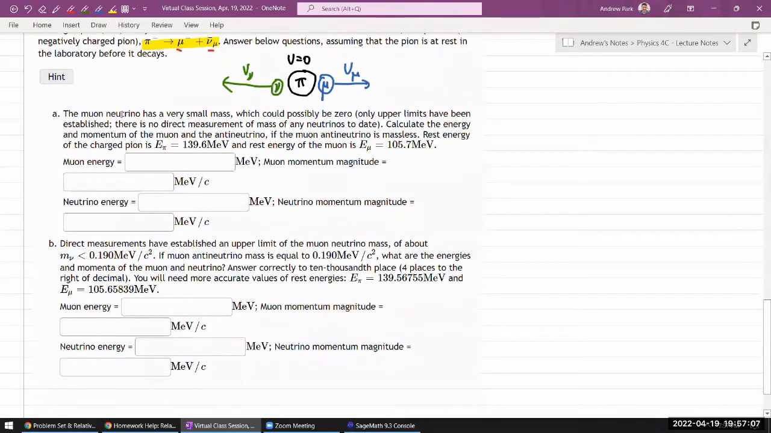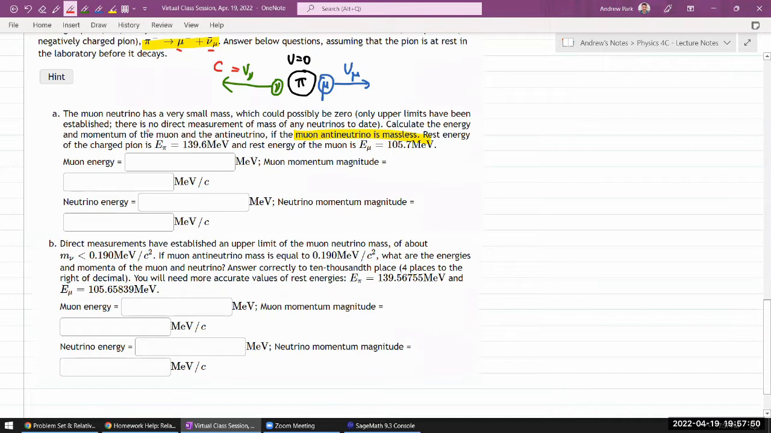So in part A, it says the muon neutrino has a very small mass, which could possibly be zero. This is a detail of particle physics. So in part A, what it's asking you to do is calculate the energy and momentum of the muon and the antineutrino. This is the special case. And that makes some things a little bit easier if the muon antineutrino is massless. So that actually tells me its speed right away. The speed of the neutrino must be c, the speed of light, which is the speed at which any massless particle will travel.